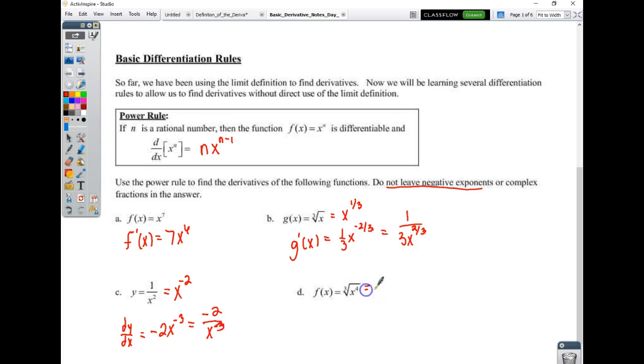Cubic root of x to the 4th. Well, rewrite it: x to the 4/3. So, if I want to find the derivative, f prime of x, it's what? That's it. 4/3 x to the 1/3. Not too bad? That's all there is to that rule.